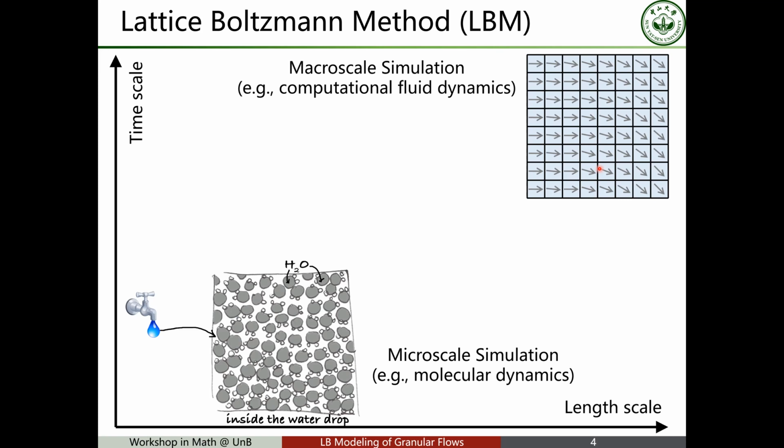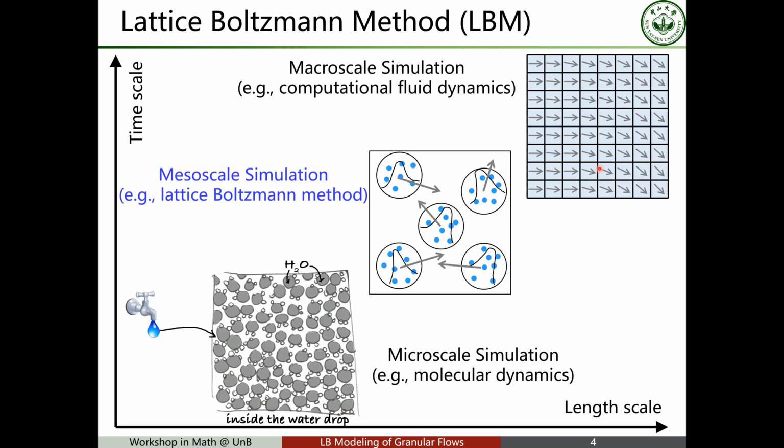CFD. So the method we use to simulate the fluid flow is the Lattice Boltzmann method. This method sits somewhere in between. In LBM, we have this concept of fluid particles, which are statistical representations of a bunch of fluid molecules. These fluid particles can interact with each other and stream, or move, on a prescribed regular lattice. This method can be called a mesoscale simulation.